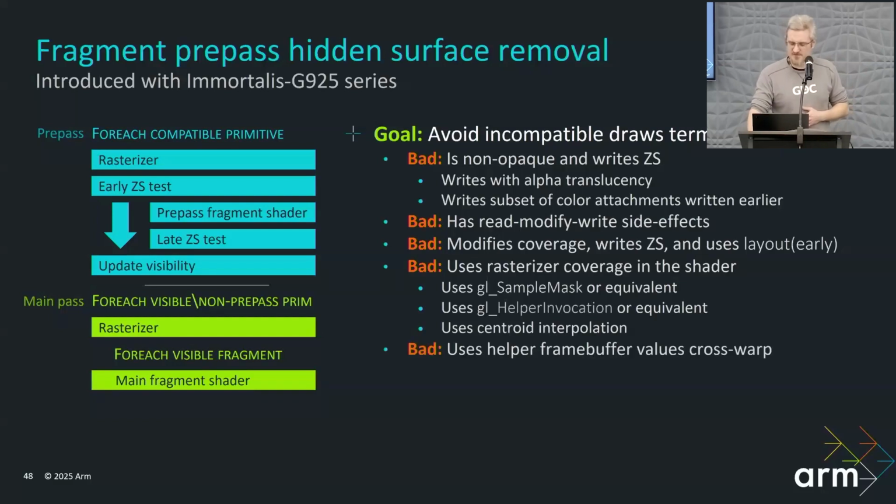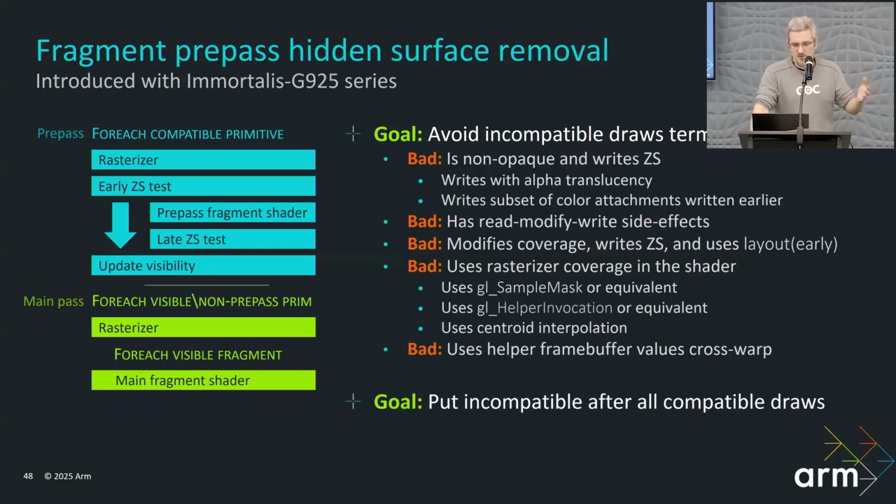if you use helper frame buffer values across warp, this most commonly happens for things like frame buffer fetch, which is specified to actually fetch values from neighboring things. So different derivatives work correctly for decals and things. That can cause a problem as well.